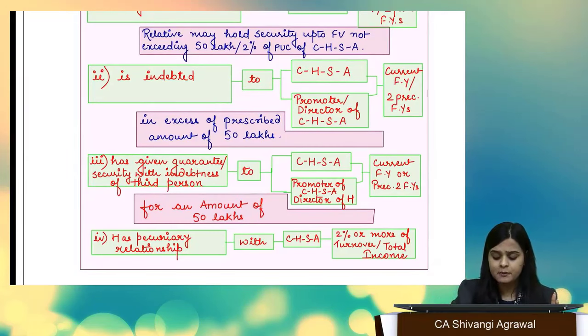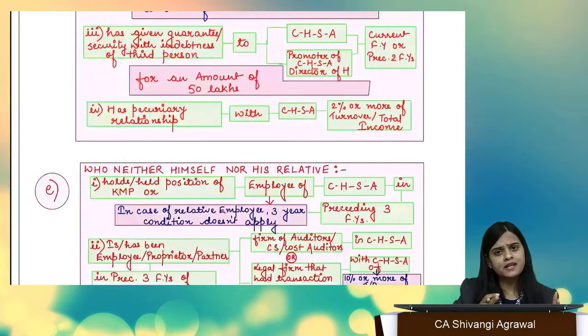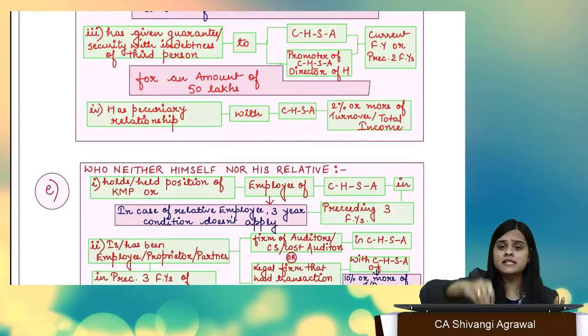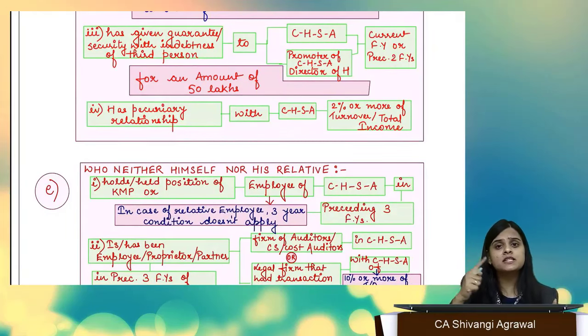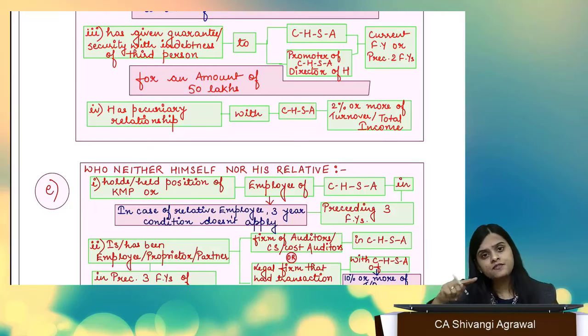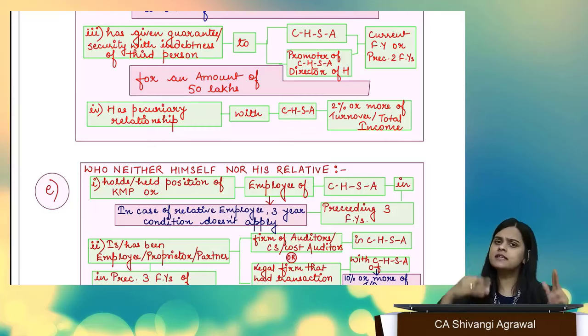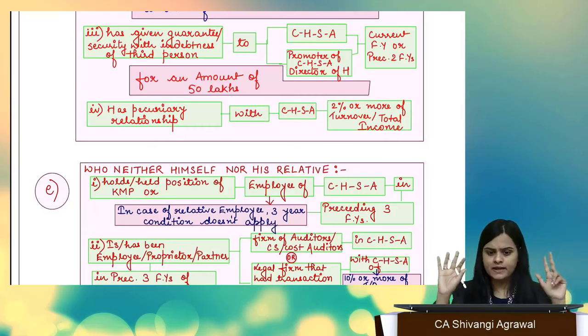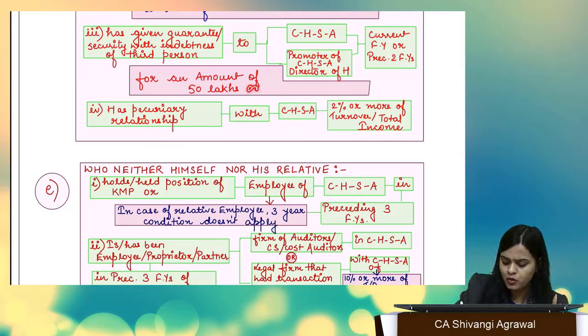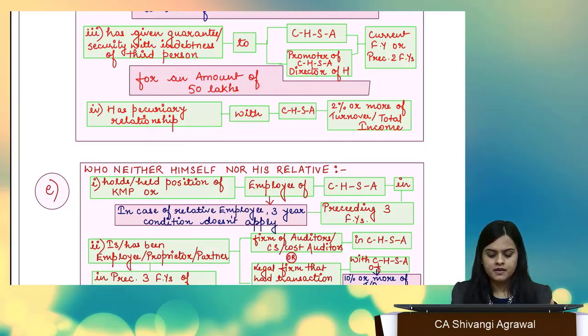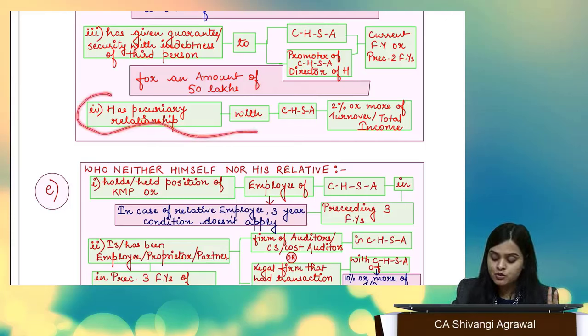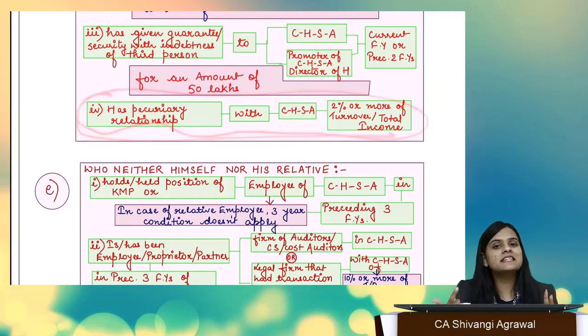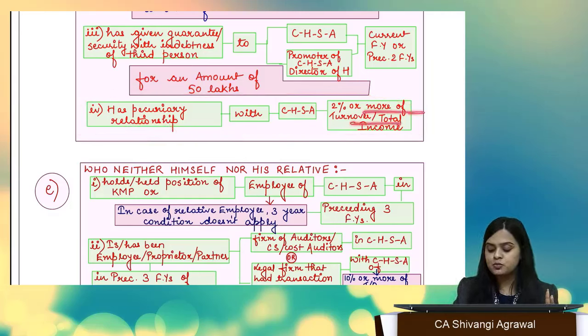Your relative should not be indebted to CHSA or PD of CHSA. If it is indebted in an amount of less than or equal to 50 lakhs, it is allowed. Your relative should not give a guarantee to CHSA or promoter of CHSA or director of CHSA. If it gives a guarantee for an amount less than 50 lakhs, it's okay. You can write: for an amount of 50 lakhs or more, not allowed. Your relative should not have a pecuniary relationship with CHSA for an amount of 2% or more of turnover or total income. Pecuniary relationship, again, monetary relationship.